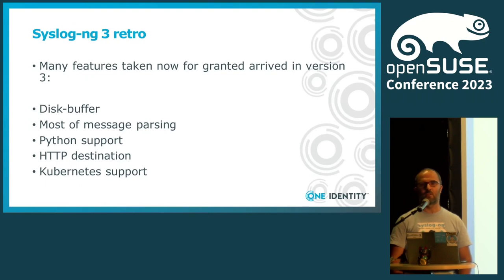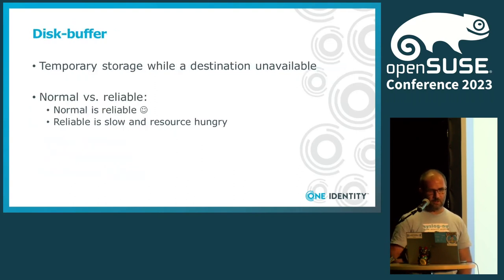Many of the features which users take for granted in Syslog-ng were developed during the Syslog-ng version 3 period. From those, I just want to pick a few as a retrospective: the disk buffer, message parsing, Python support, HTTP destination, and Kubernetes. So, what is the disk buffer? If your destination is not available for some reason, for the network problem, or your central log collector needs maintenance, you can make sure using the disk buffer that no messages are lost.